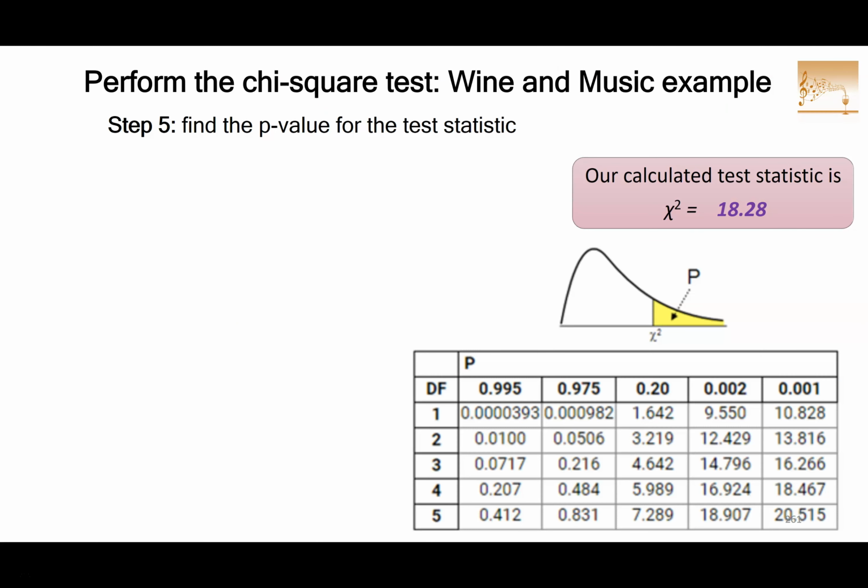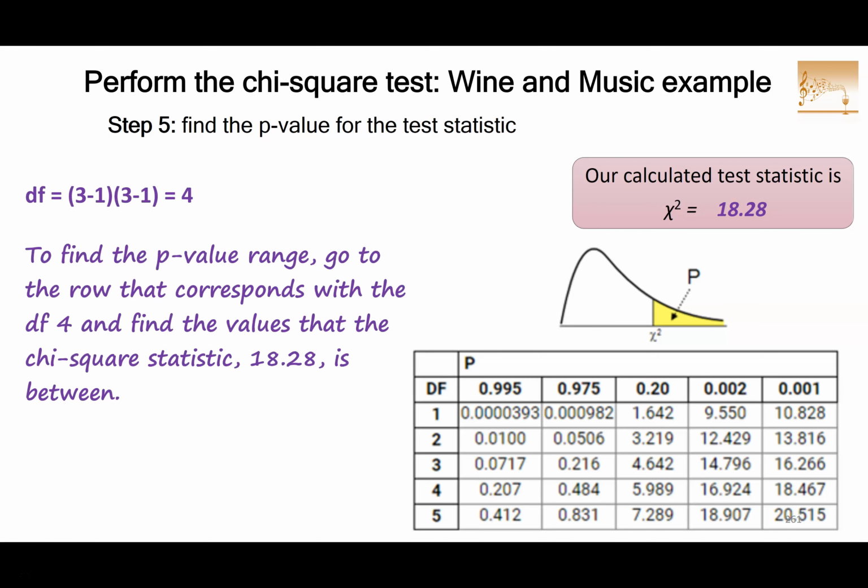So looking here, here's a chi-squared table. We need to start with finding our degrees of freedom because it'll tell us which row to use. So number of rows minus 1 and number of columns minus 1. It's a 3x3 table, right? So it ends up being 4 degrees of freedom. 2 times 2 is 4. So now we're going to go to the 4 degree freedom row.